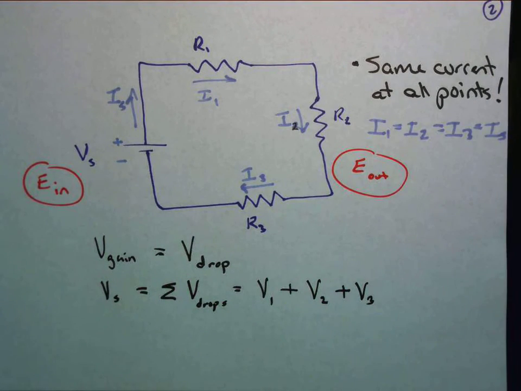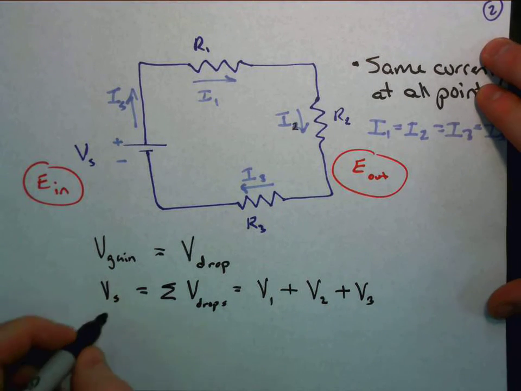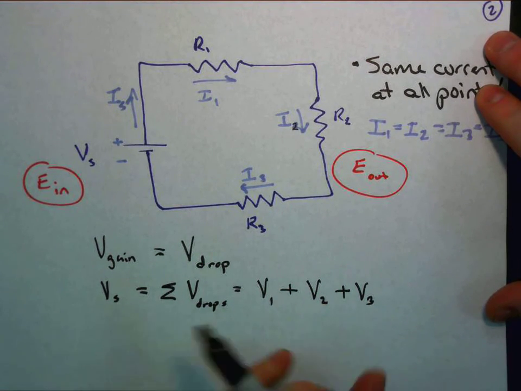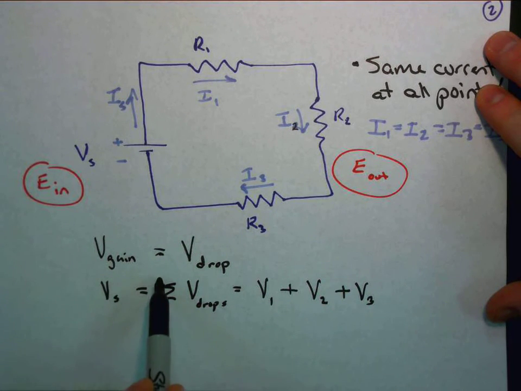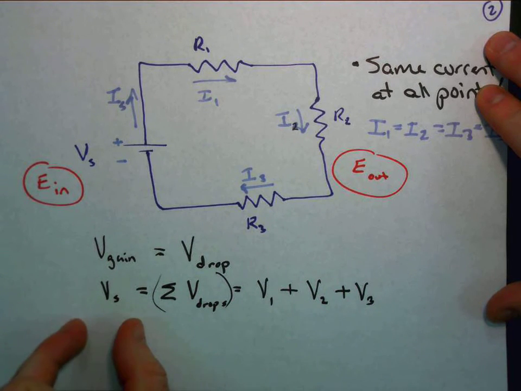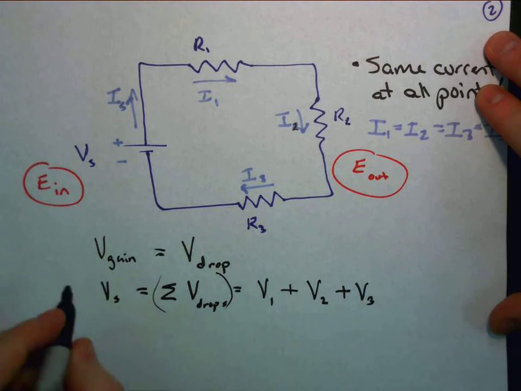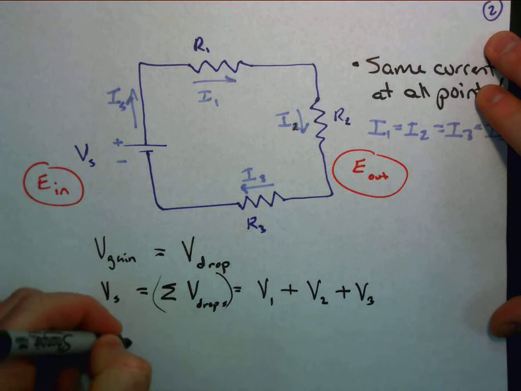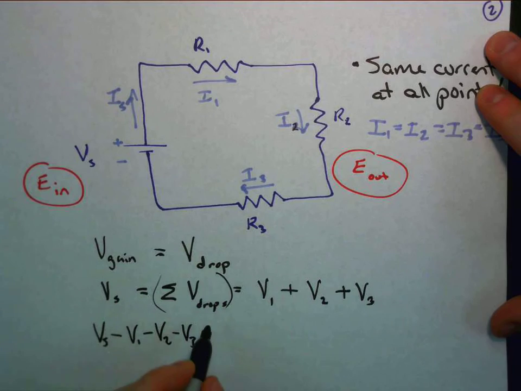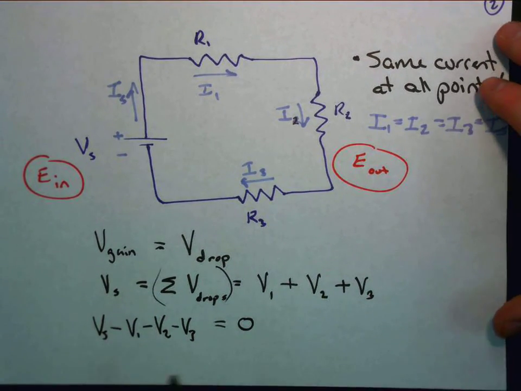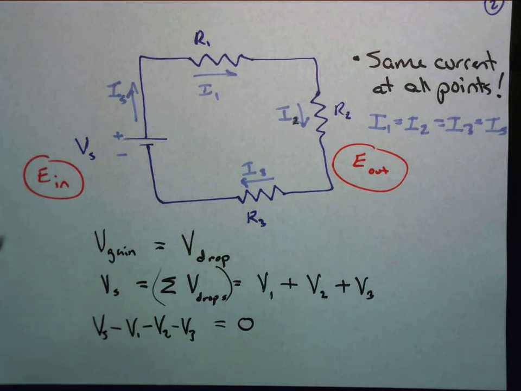Now there's another way of looking at this equation. Voltage source equals the sum of those guys. And if I were to bring all the voltages to the same side of the equal sign, bring all these voltages to the same side as this guy, I have to subtract them from both sides. Minus V1, minus V2, minus V3. And what I should get is 0 on this side. So the sum of all voltages is 0.